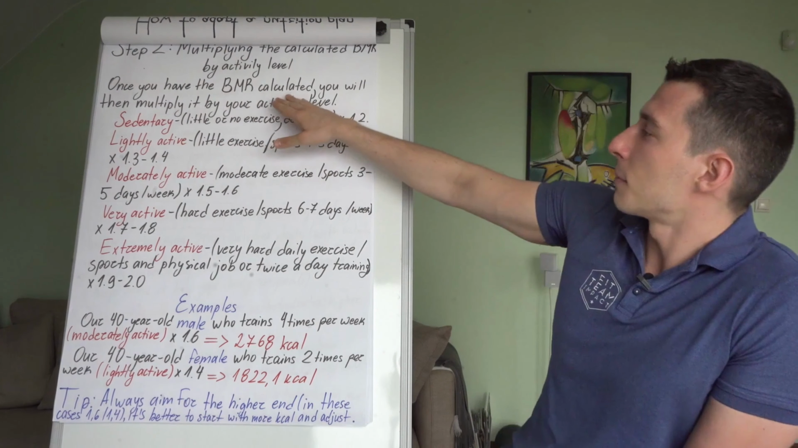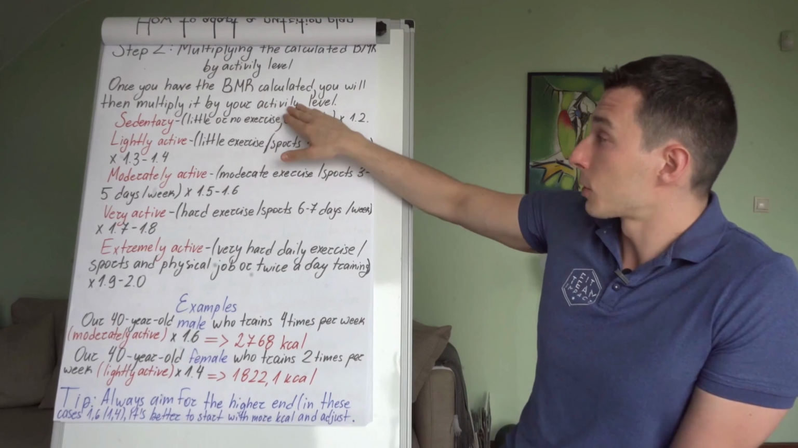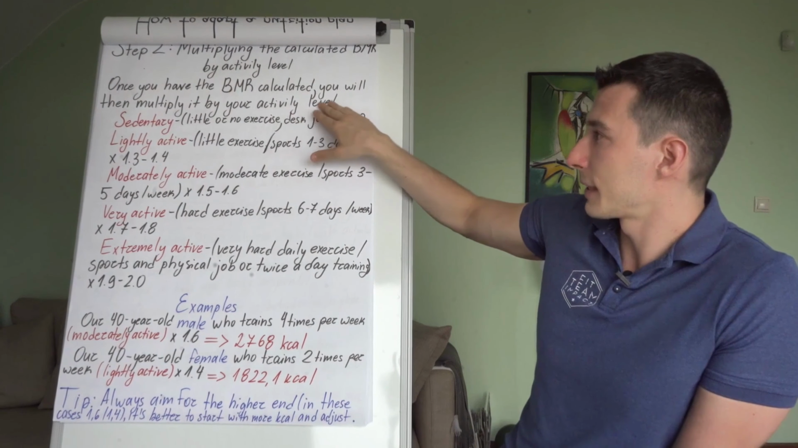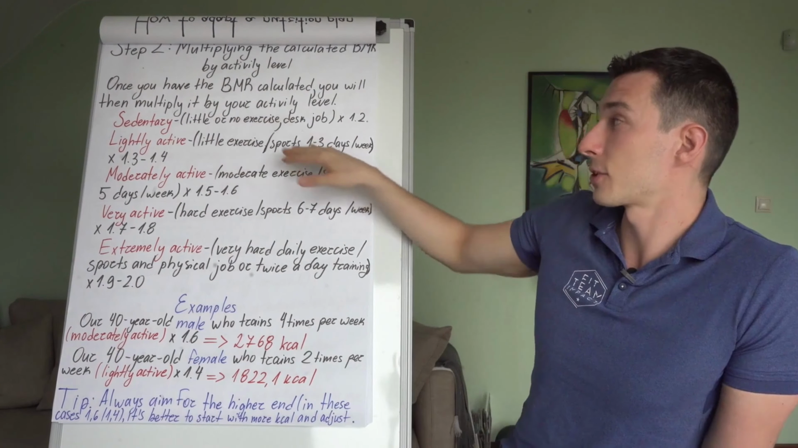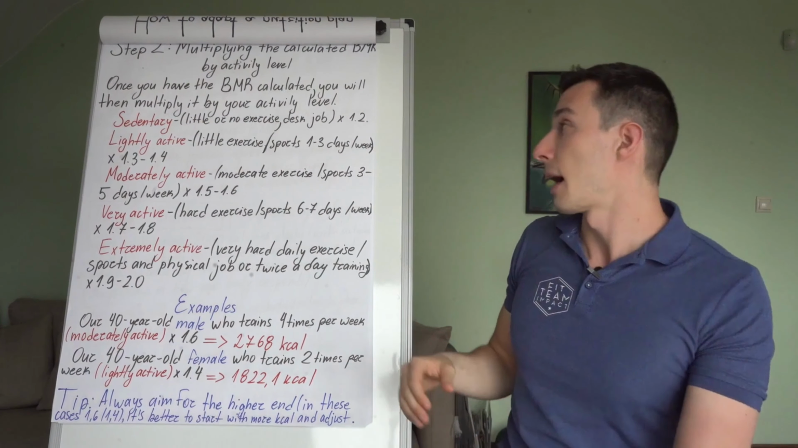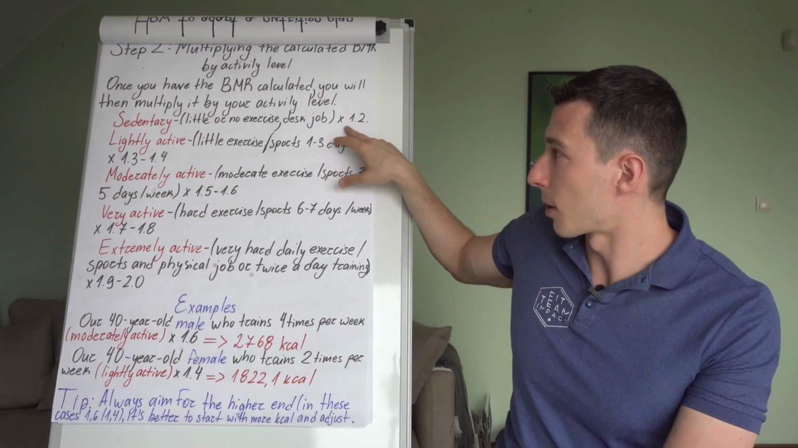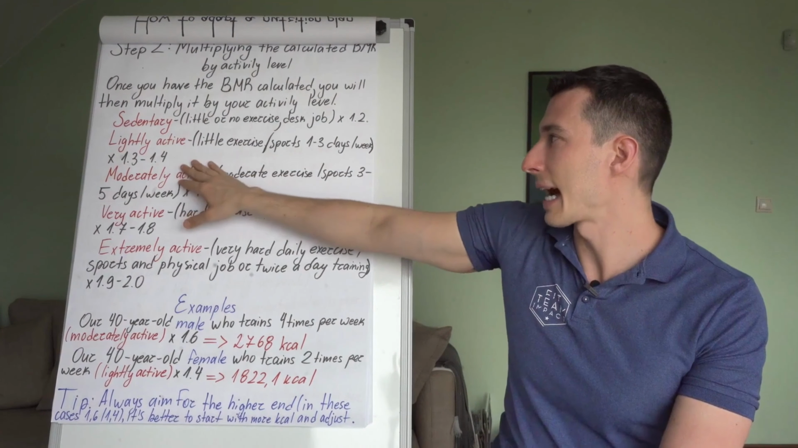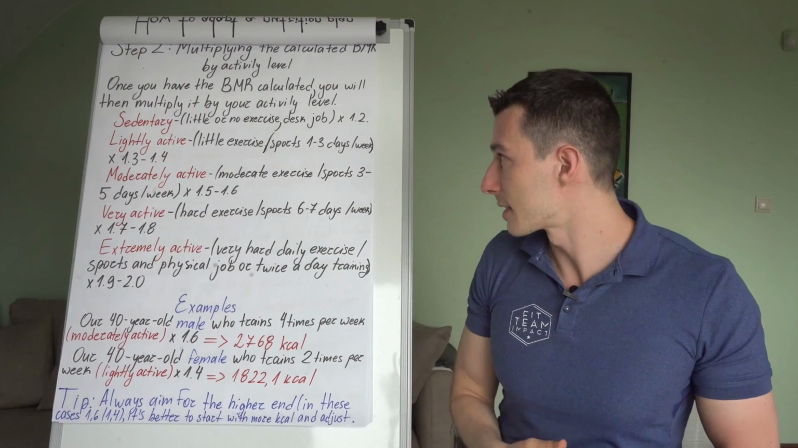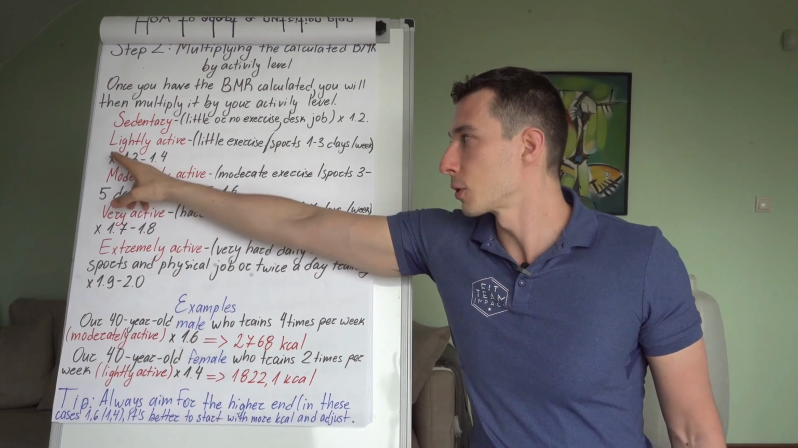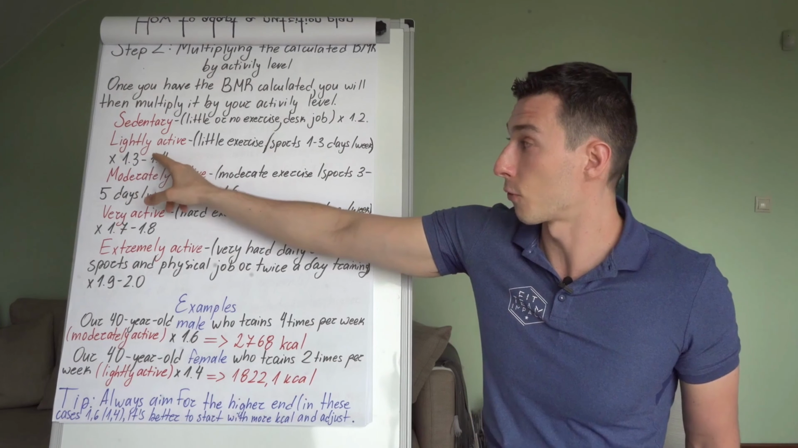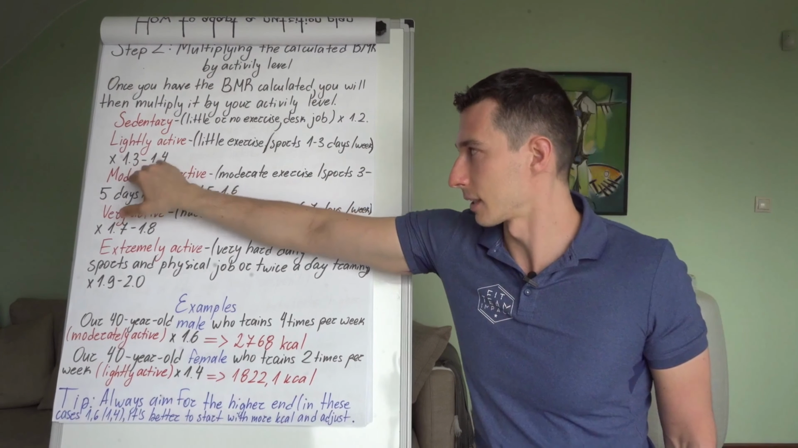So now once we have the BMR calculated, we'll need to multiply it by our activity level. So if you're sedentary, meaning that you do little or no exercise, or you have a desk job, you multiply your BMR by 1.2. If you're lightly active, meaning that you have a desk job, but you maybe work out 1 to 3 times a week, you multiply by 1.3 to 1.4. And I'm going to talk about this a little bit later.